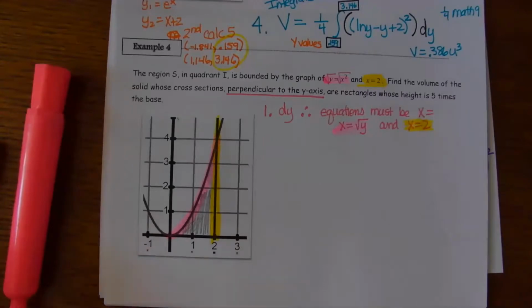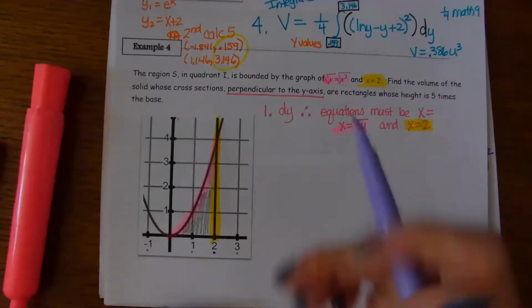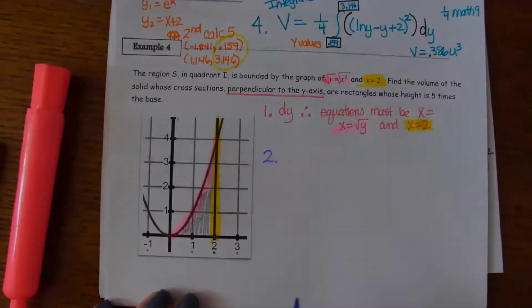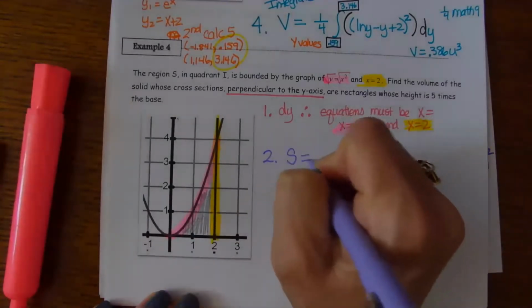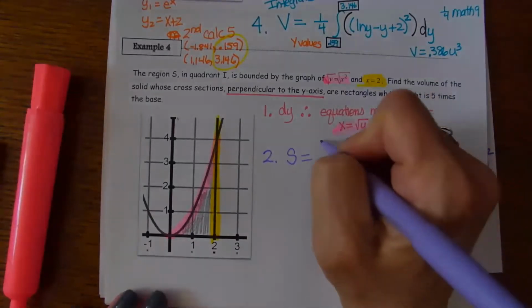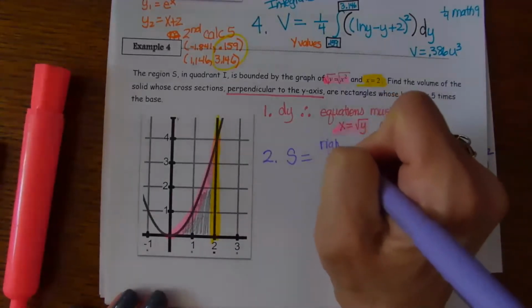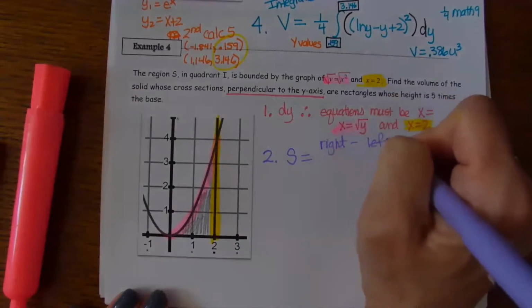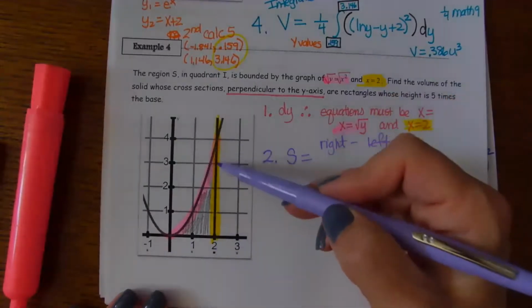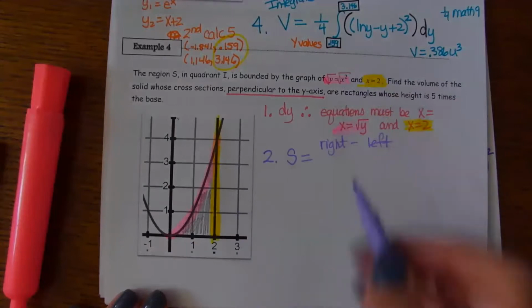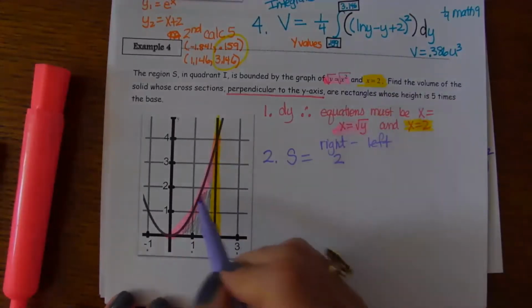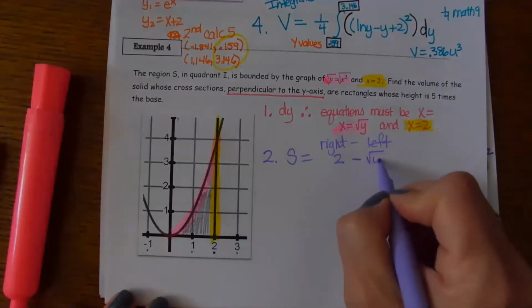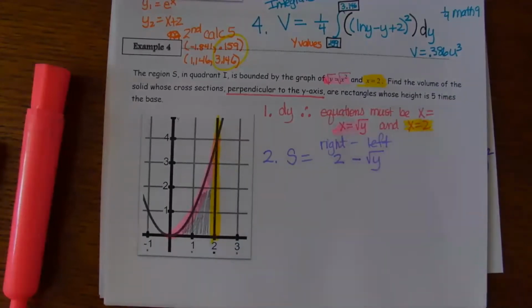Let's go to step 2. Step 2 says we need to find the distance, S. S is going to equal what this time? Right minus left. And you could clearly see that the yellow mark is on the right, so that's my yellow one. See how nice it is to have it color-coded? The left side is the pink one, right? That was easy.